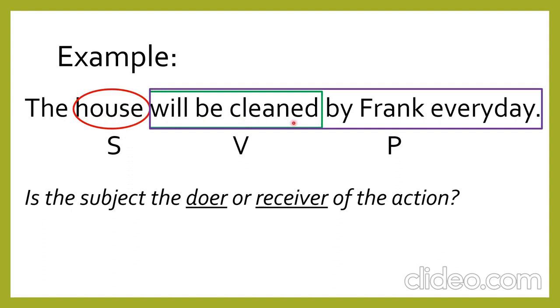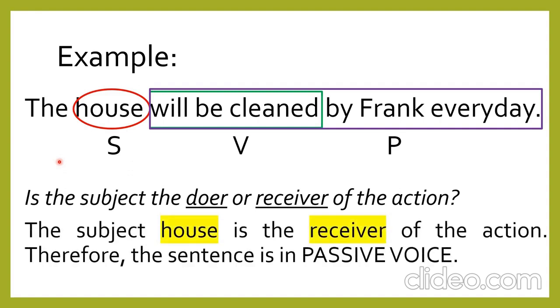So if the house is the one that will be cleaned, then the answer to this question is that the house is the receiver of the action. Why? Because the house is not going to perform the action cleaning, right? The house is the one receiving the action cleaning because the house is the one that will be cleaned. Okay, I hope that's clear. So again, the subject is house, and that's the receiver of the action. So if that's the receiver of the action, then the sentence is in passive voice of the verb.